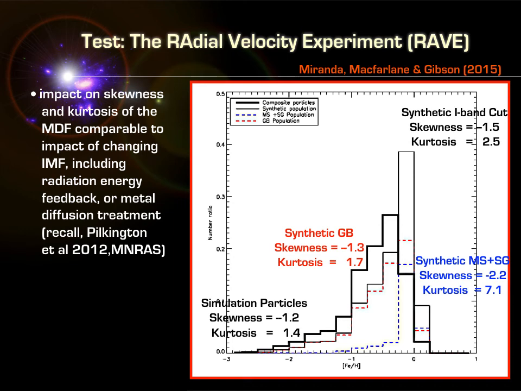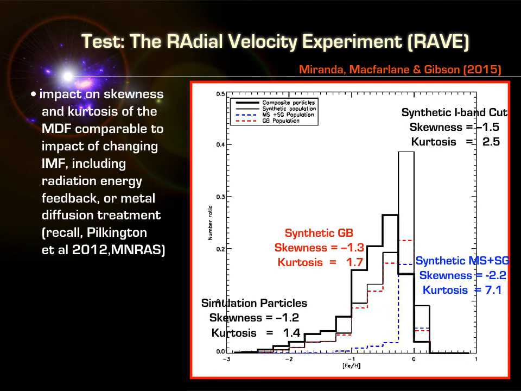Again, the numbers don't matter, but if you look at the top right of that panel, you see skewness minus 1.5, kurtosis 2.5. If I were to take the, I got that one mixed up. The thick black lines are the simulation particles. So if you look at the bottom left, skewness minus 1.2, kurtosis 1.4. Again, you don't need to memorize the numbers, but if I pass it through the synthetic color magnitude diagram tool and pick out stars between 9 and 12, the same way the observers did, then I get what you see in the top right, which is the synthetic cut. So the skewness goes from minus 1.2 to minus 1.5. Kurtosis goes from 1.4 to 2.5.